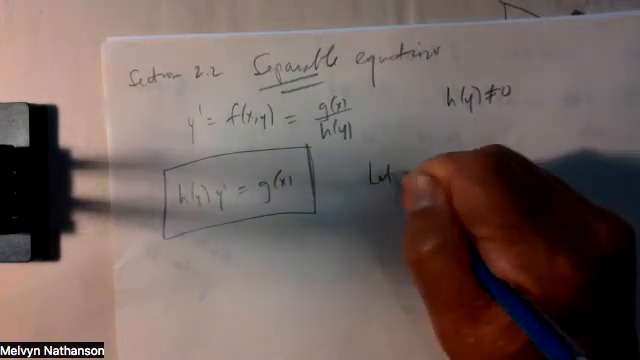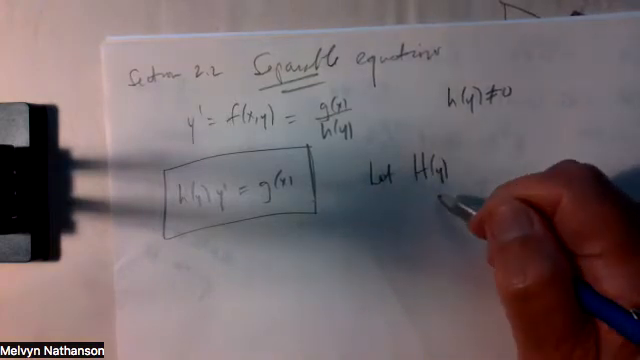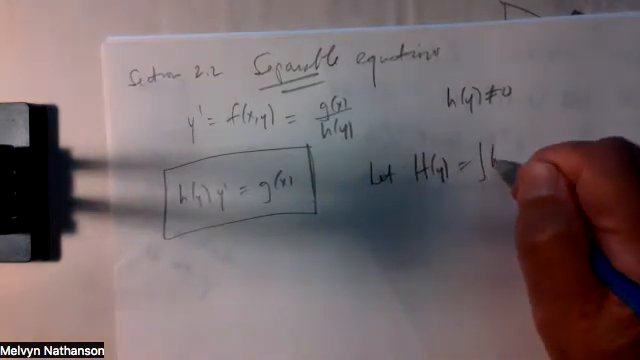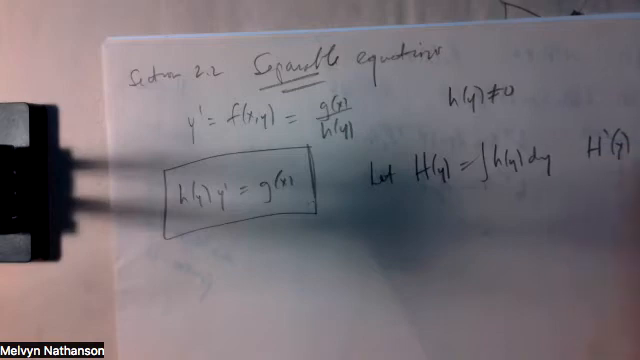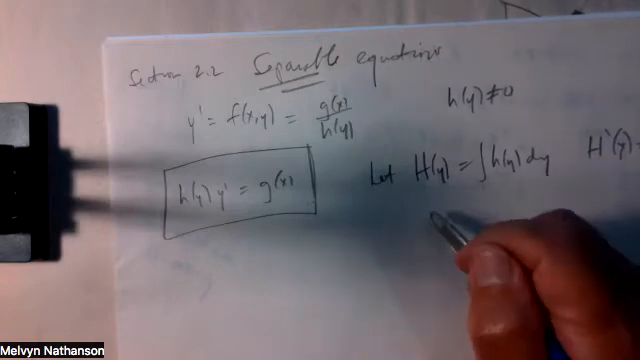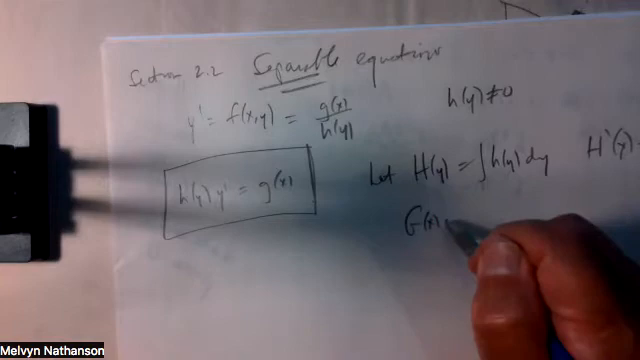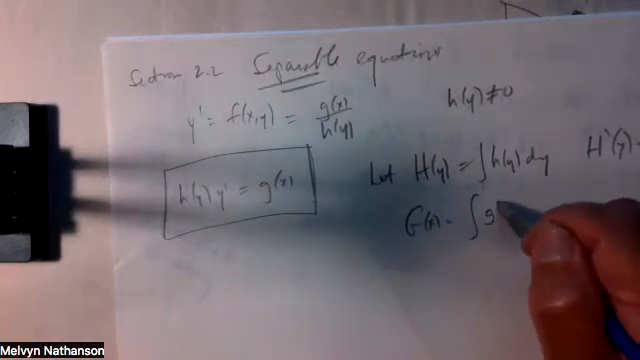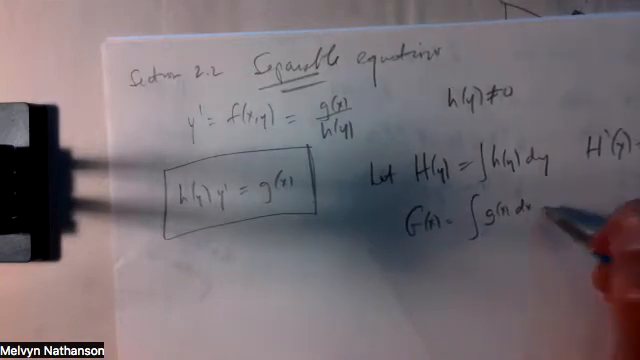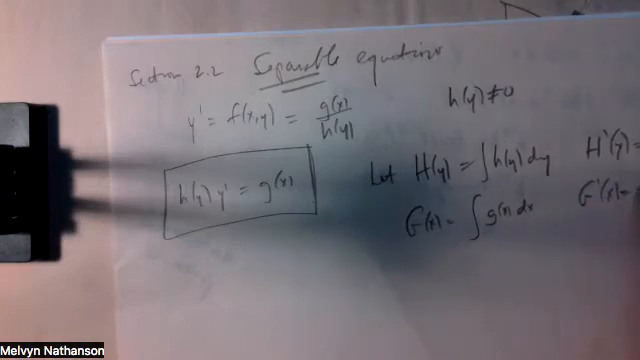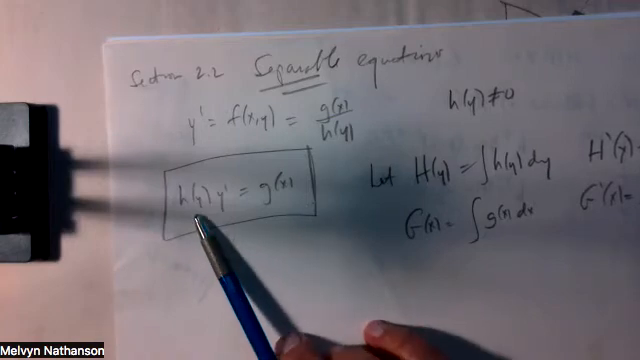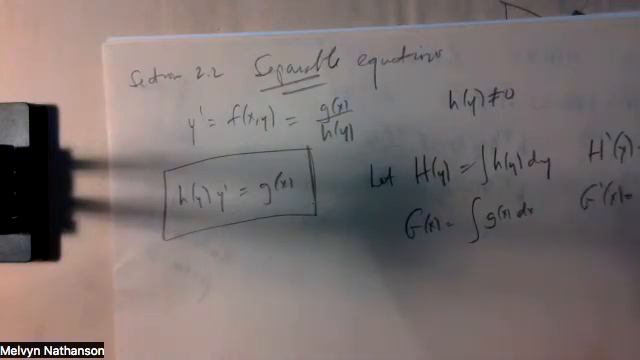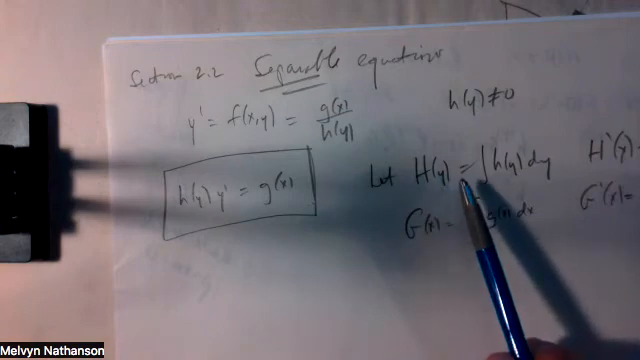So suppose we let capital H of y be the antiderivative of h of y. That means that the derivative of capital H is little h of y. And we let capital G of x be the antiderivative or integral of the function little g of x. So capital G prime of x equals little g of x. So you integrate h of y and you integrate g of x, and you get these functions, capital H and capital G.